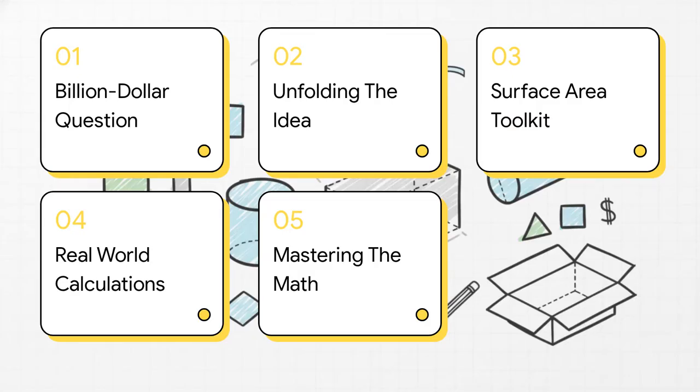All right, so here's our game plan for this explainer. First, we're going to unpack the big idea, what surface area even is. Then, we'll build ourselves a little toolkit for the most common shapes you see every day. After that, we'll see how this stuff works in the real world, and we'll wrap up by making sure you can master the math and sidestep all the common mistakes.